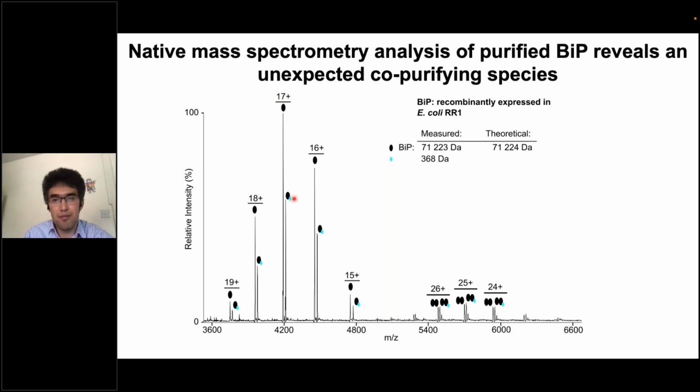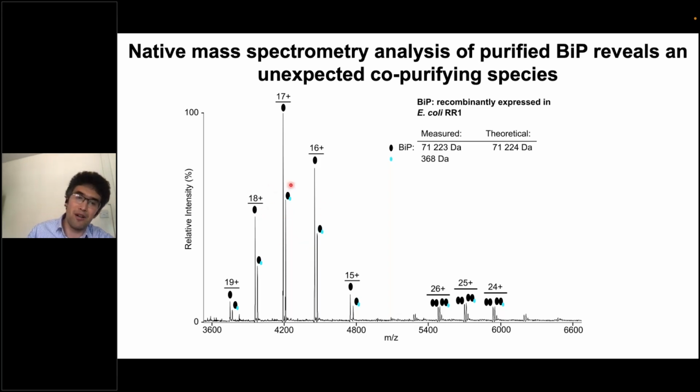But there's also this approximately 368 Dalton adduct, this co-purifying species that comes along with BiP. What could that be? Is it ATP? Certainly not. It's too small. Some studies have found that BiP can be subject to post-translational modifications, so a molecule of AMP can be covalently attached to BiP in a process called AMPylation. Is it possible that that's what this is? No, because the mass is totally wrong.